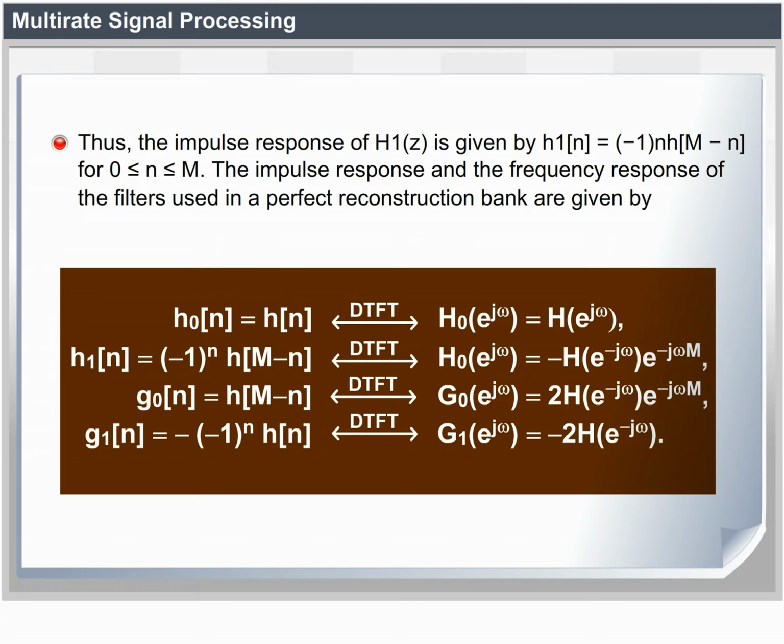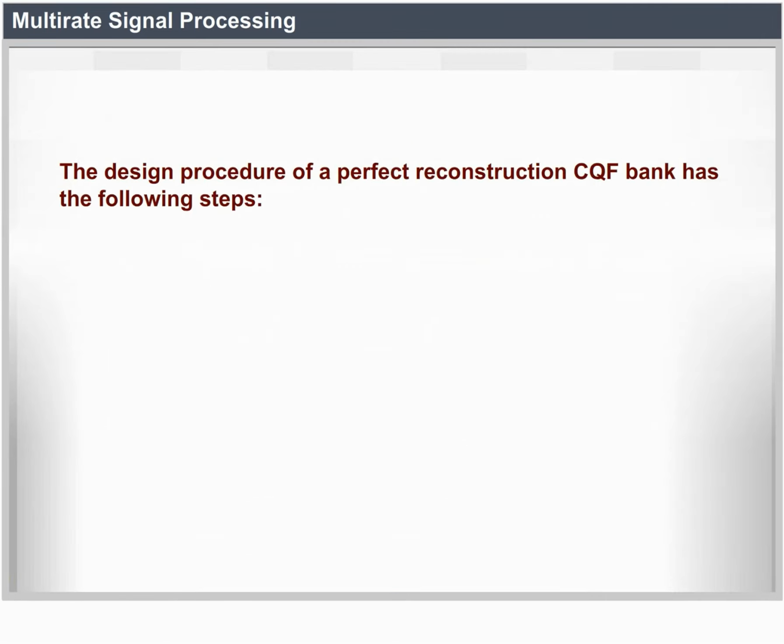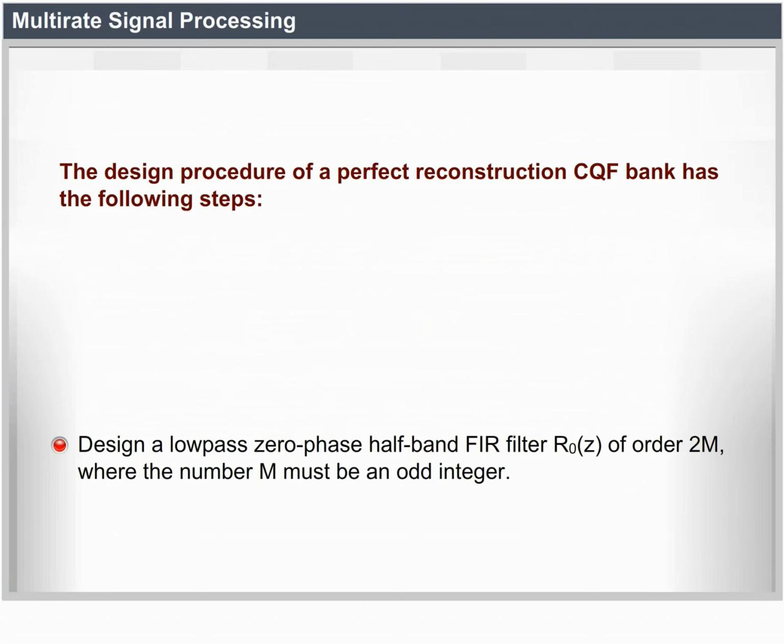Under DTFT it gives g1 of e^(jω) equal to minus 2 h of e^(-jω). The design procedure of a perfect reconstruction CQF bank has the following steps. Number 1. Design a low pass zero phase FIR filter r0 of n of order 2m, where the number m must be an odd integer.